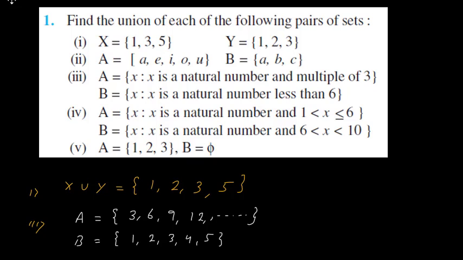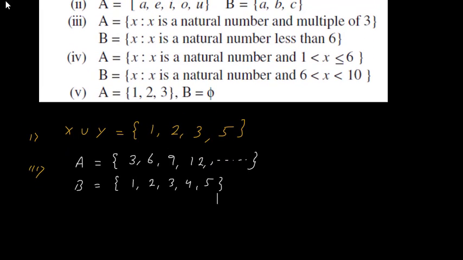Now we want the union of A and B. So we define the union of A and B, A union B, as follows. In A we have 3, 6, 9, 12. In B we have 1, 2, 3, 4, 5. So A union B I will define as 1, 2, 3, 4, 5, 6, 9, 12 and so on.